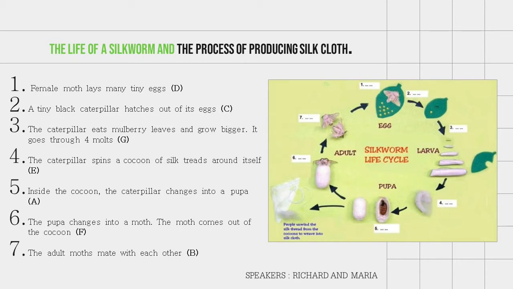The fourth, the caterpillar spins a cocoon of silk threads around itself. Inside the cocoon, the caterpillar changes into the pupa. The pupa changes into a moth. The moth comes out of the cocoon. The adult moths mate with each other. So, the layout of the pictures is D, C, G, A, F, B.